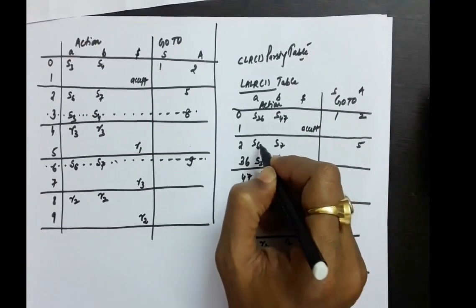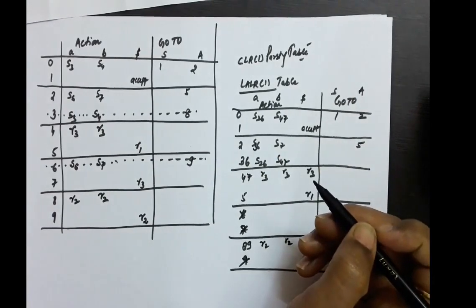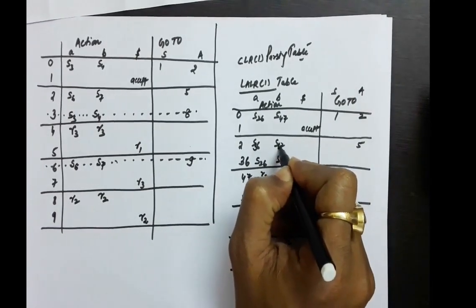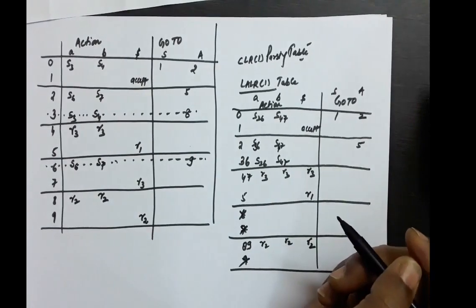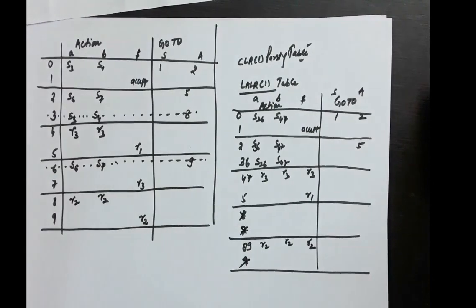Okay. Now we do not have a state 6 here. We have a 3, 6. So we'll be writing 3, 6 here. We do not have a state 7. We have a 4, 7 state. So we'll be writing 4, 7 here. So what we have done is that we have combined the states, and the number has also been given combinedly.